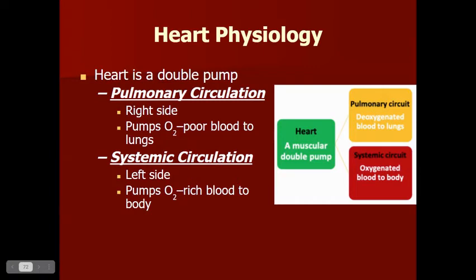So the heart is a double pump. And like I said before, the septum divides the right and left sides of the heart. So they're doing completely different jobs. Pulmonary circulation is controlled by the right side of the heart. It pumps oxygen-poor blood to the lungs. Systemic circulation is controlled by the left side of the heart, and it pumps oxygen-rich blood to the body.